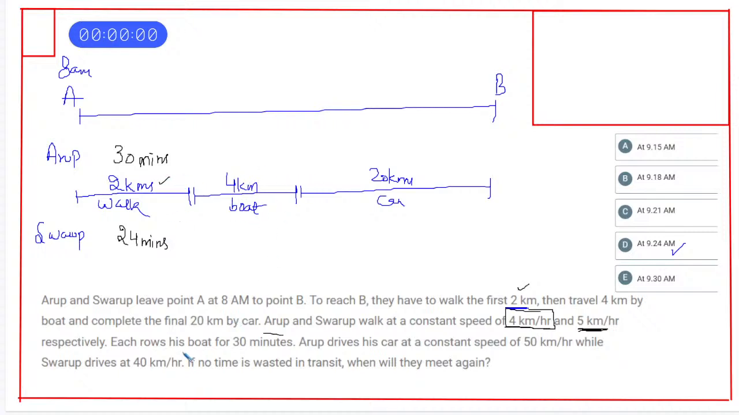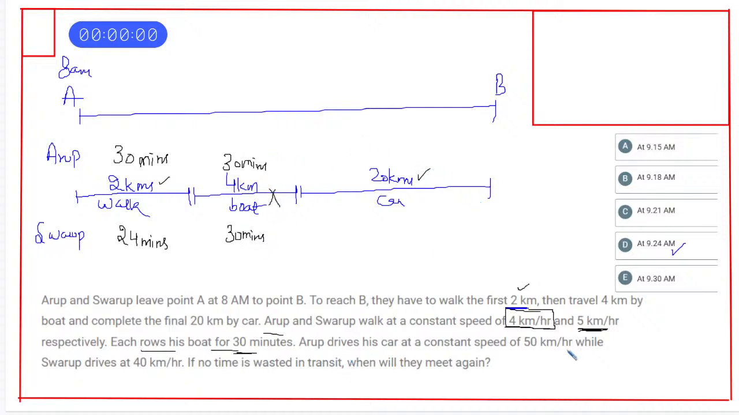Now they both take 30 minutes. Each rows his boat for 30 minutes. So basically they are both taking 30 minutes for this entire trip. Their speed is not given to us for the boat, but time is given to us, and we are interested in time. So 30 minutes, it is balanced basically. There is no effect here, I can say.